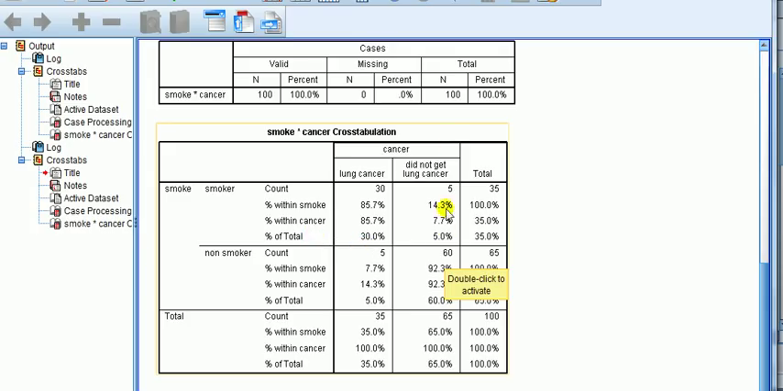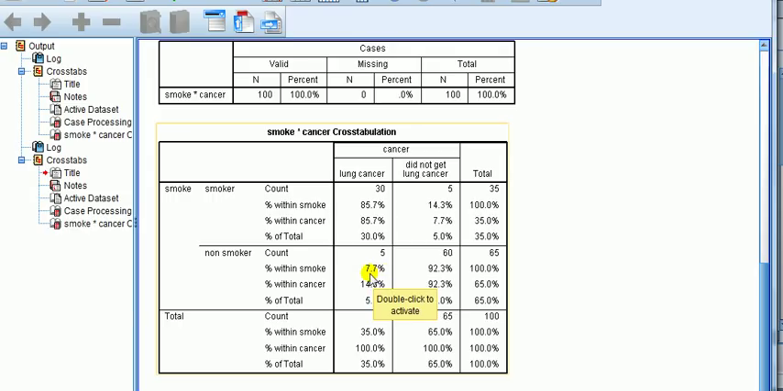Right. So if we read along where it says 100 here, it means that's out of all people who smoke. Out of all people who smoke, 85.7% get lung cancer, and out of everyone who smokes, 14.3% do not get lung cancer, and those two percentages add up to 100. For non-smokers, within non-smokers comes to 100.